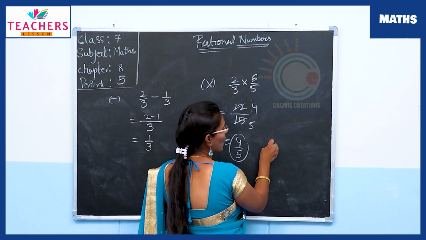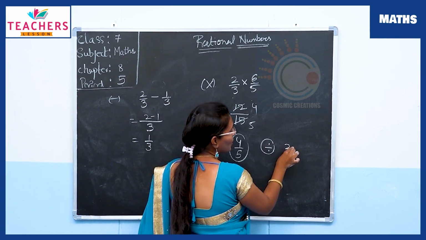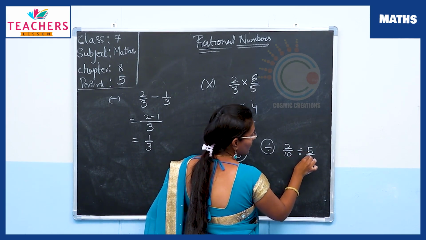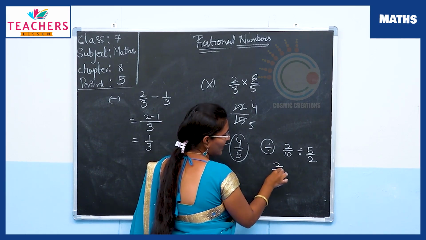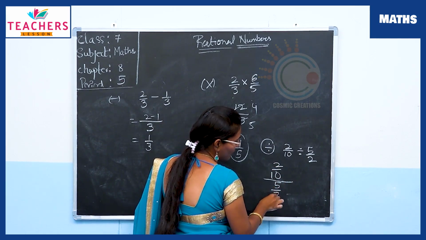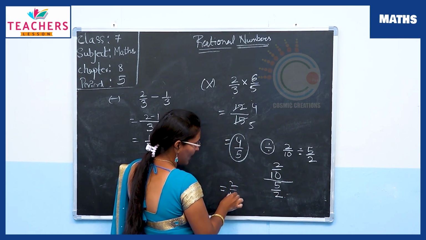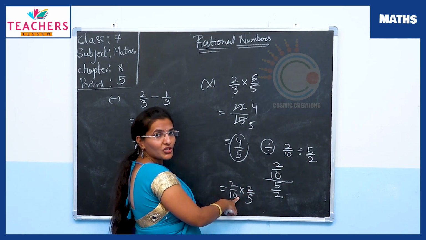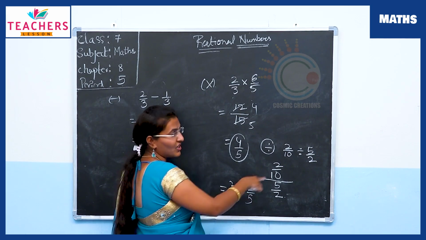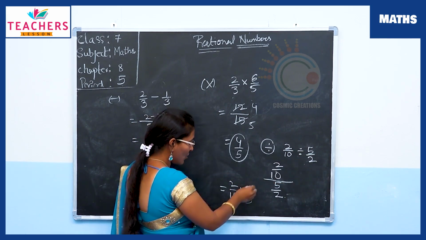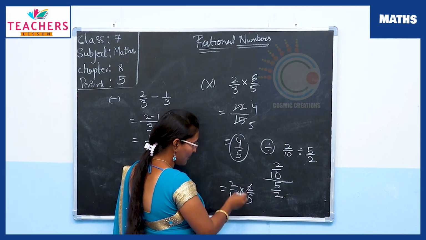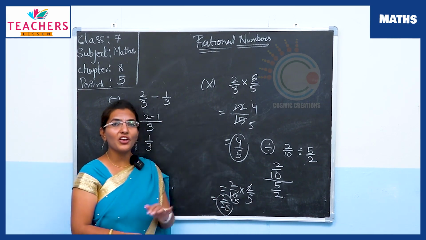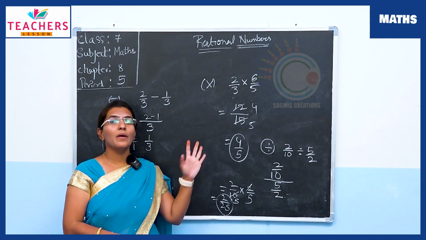And the last operation is what? Division. So how do you perform division? 2 by 10 divided by 5 by 2. So how do you do this? You can also write 2 by 10 into 2 by 5. When you take the multiplication operation, the second fraction will be reversed. Okay, so you are going to cancel out, 2 5s are 10. Next, this is 2 by how much? 5 5s are 25. So this way you are going to do the division operation also on rational numbers.